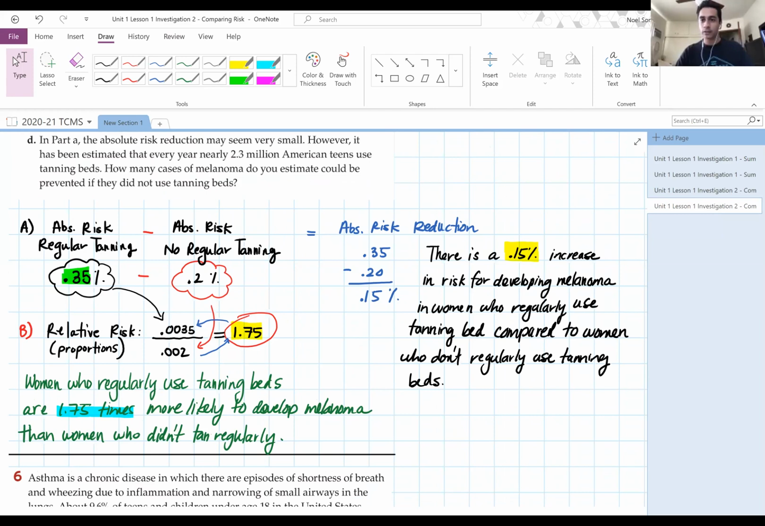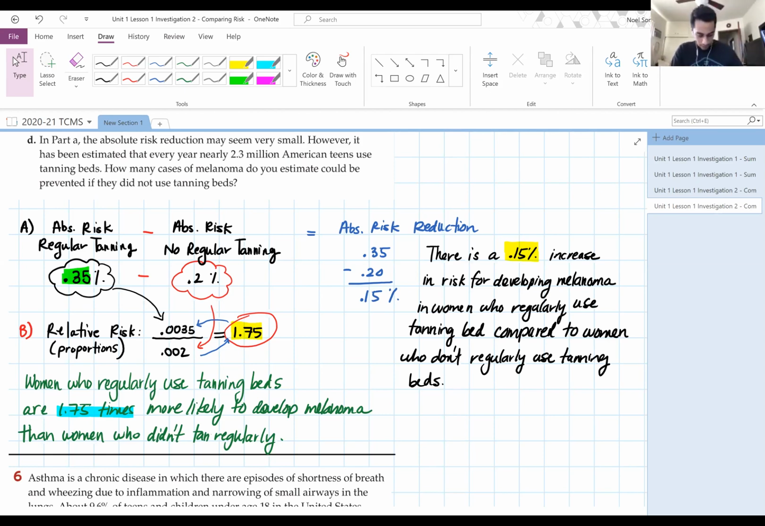So this should bring you back to that question that we answered regarding how many cases of lung cancer we could prevent if smokers didn't smoke. This takes us back to that same question: how many cases of melanoma could we prevent if the 2.3 million teens didn't use tanning beds? Right now, we're not going to put anything in the Google Doc. Don't worry, this is all just notes.